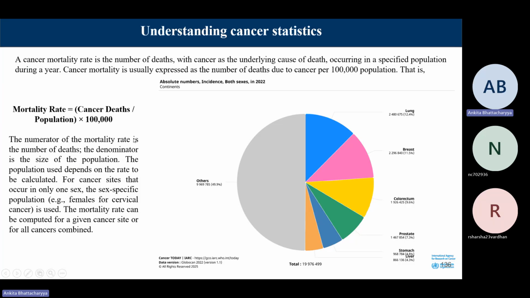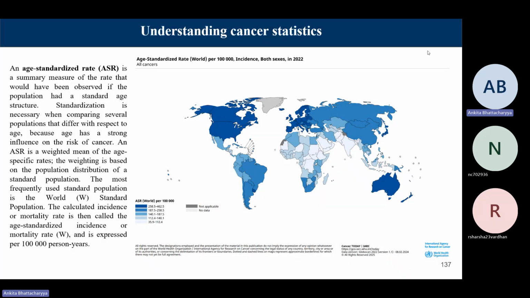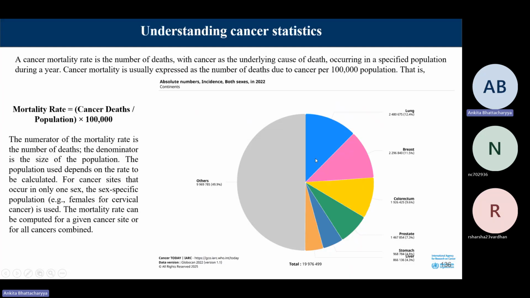The numerator of the mortality rate is the number of deaths. Denominator is the population size. Population used depends on the rate that you want to calculate. And again, the same statistic applies here as well, that if you have a gender-specific or a sex-specific cancer, you should only use that population for consideration as well. And also, mortality rate can be calculated for one particular site or for all of the cancers combined as well.